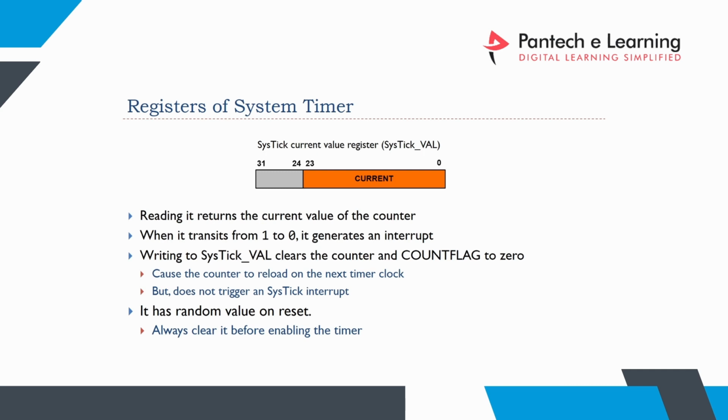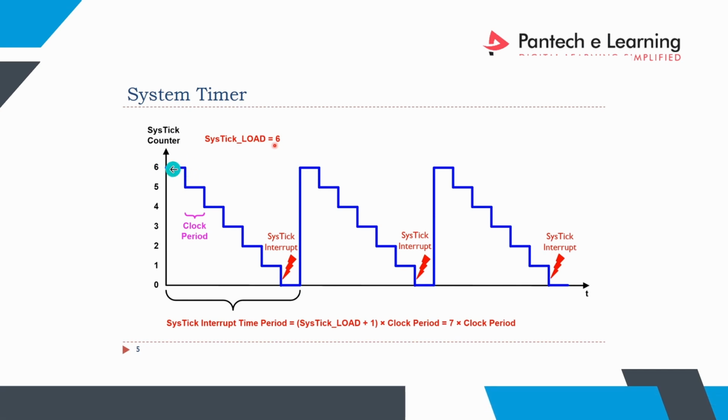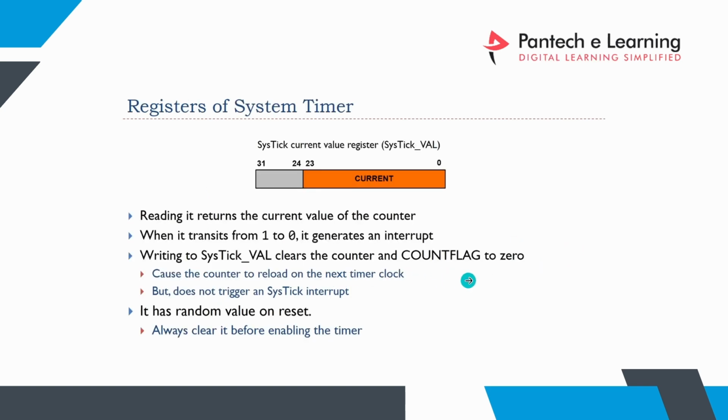In our scenario, I'm going to set the value 0 because it is counting from 15 to 0. But instead of 0, if I want to generate an interrupt at 3, then I can give the value as 3. Then it starts from 15, and when it reaches 3, it will give an interrupt. This is what the system value register is used for.